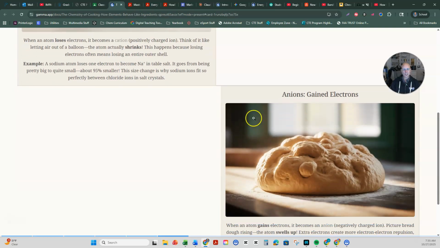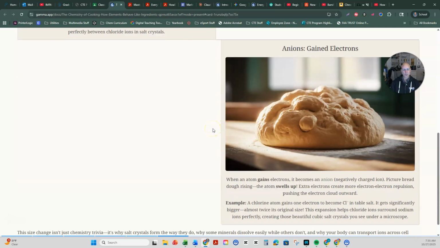Then you've got anions, which is gained electrons. So when an atom gains electrons, it becomes an anion, a negatively charged ion. Picture bread dough rising. The atom swells up. Extra electrons create more electron-electron repulsion, pushing the electron cloud outward. So the example is a chlorine atom gains 1 electron to become Cl- in table salt. It gets significantly bigger, almost twice its original size. This expansion helps chloride ions surround sodium ions perfectly, creating those beautiful cubic salt crystals you see under a microscope.